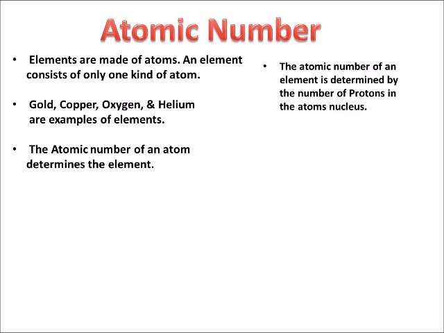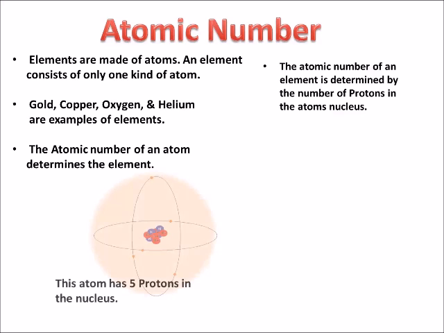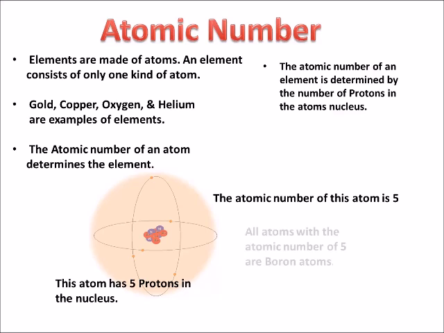Every element has a different number of protons in its nucleus. Gold, copper, oxygen, helium, each one of those elements has a different number of protons in the nucleus. This atom has 5 protons in its nucleus. The atomic number of this atom is 5. If this atom represents an element, and it does, all atoms with the atomic number 5 are boron atoms. That's what makes this an atom of boron. It has 5 protons. It has an atomic number of 5.